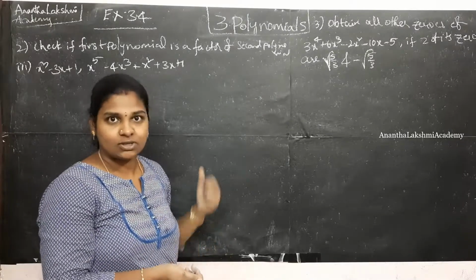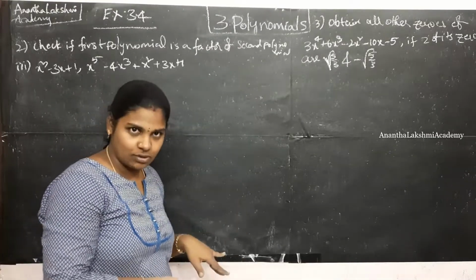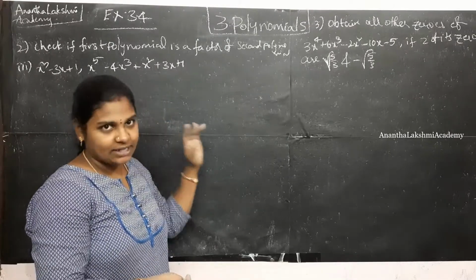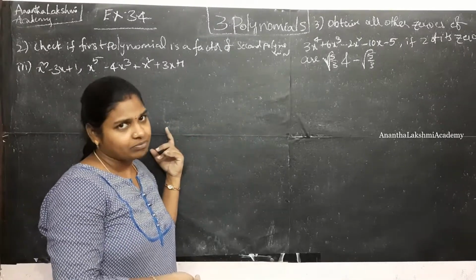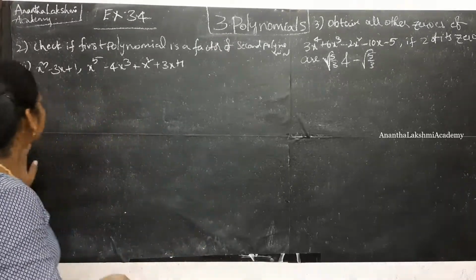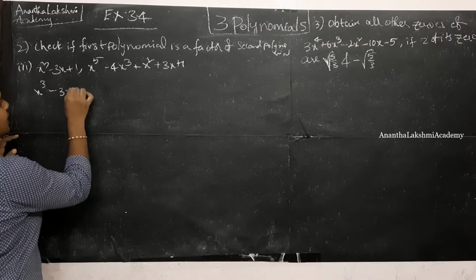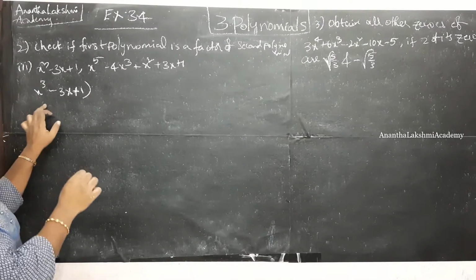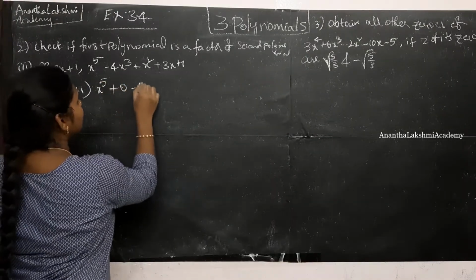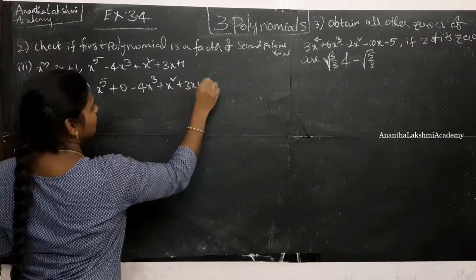The divisor or a quotient is said to be a factor of the polynomial p of x. So here we need to do the division, and if the remainder is equal to 0, then this is said to be a factor of this, and if not, this is not going to be a factor of this. That's what we are going to conclude. Alright, so here x cube minus 3x plus 1. Here in the divisor also we do not have the x square term. And here x power 4 minus 4x cube plus x square plus 3x plus 1.